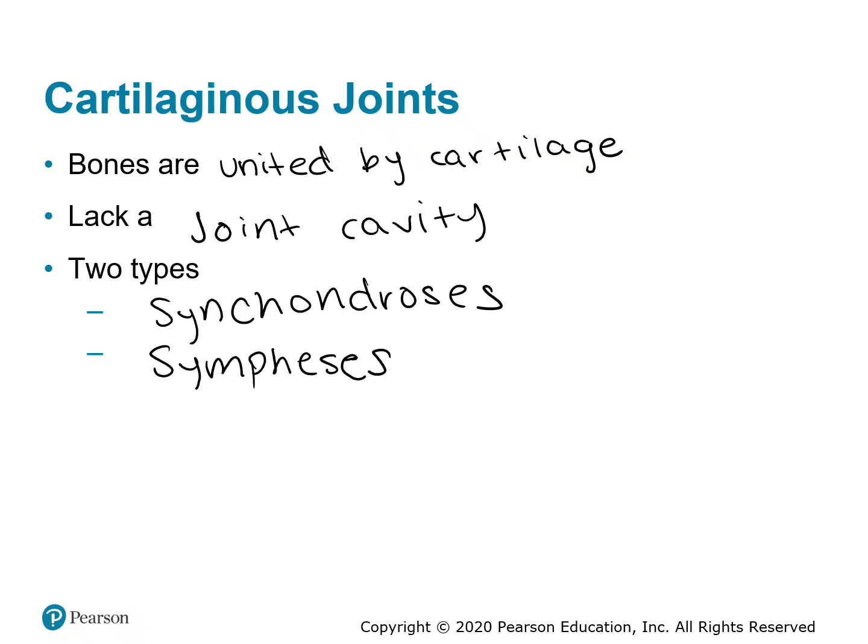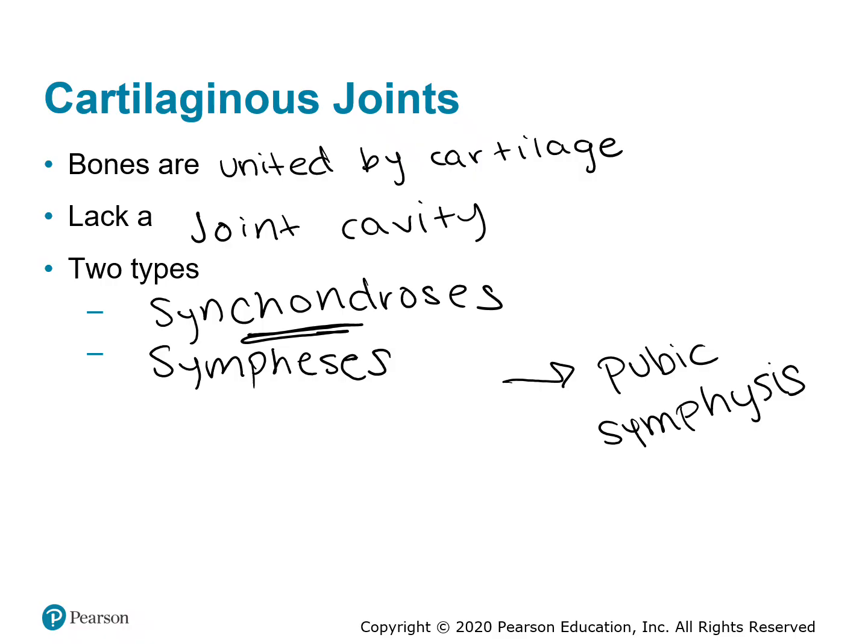And symphyses, sorry. All right, you see chon, C-H-O-N, you think cartilage. Synchondroses is a cartilage-based joint. Symphysis is another cartilage-based joint. What's a symphysis made up of fibrocartilage? Don't worry, I'll tell you. It's the pubic symphysis. Okay, the pubic symphysis keeps your two hip bones together, and that's made up of cartilage.